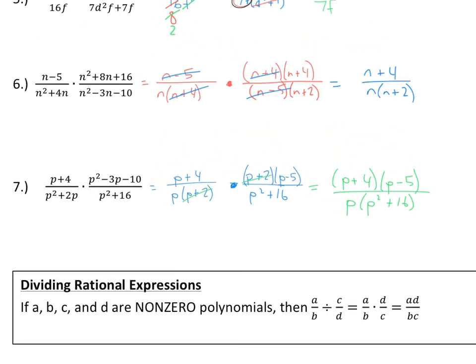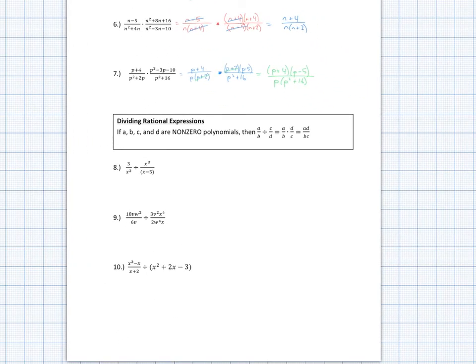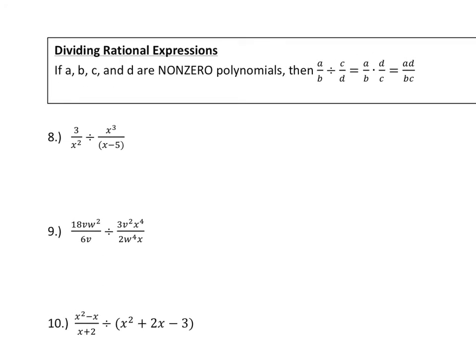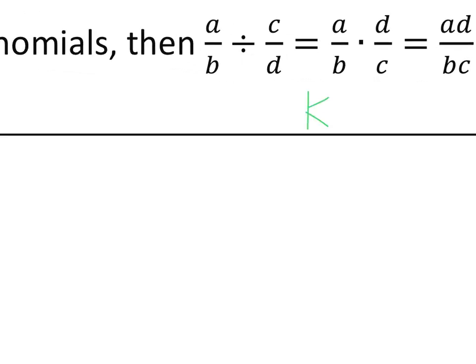Pull out any factors you can, simplify what you can, and then multiply the tops, multiply the bottoms, just like you do with fractions. Dividing is just like dividing with fractions. In fact, you'll notice A, B, C, D, again, non-zero. If we're doing A over B divided by C over D, you remember this? We keep, we switch, we flip. So that works with these expressions as well.